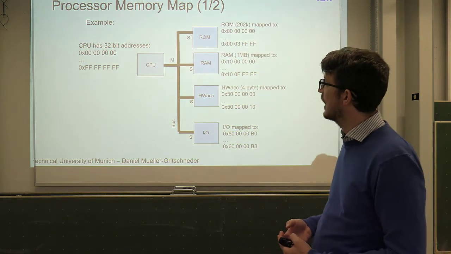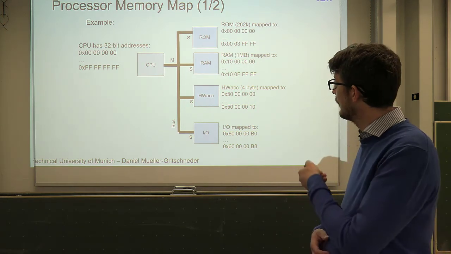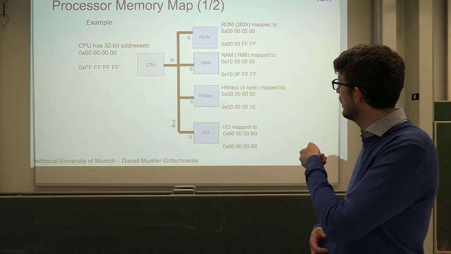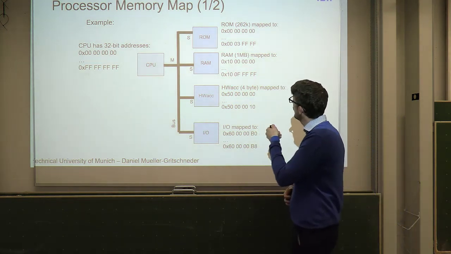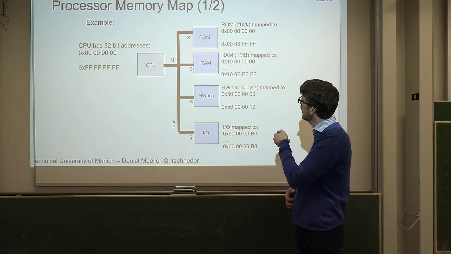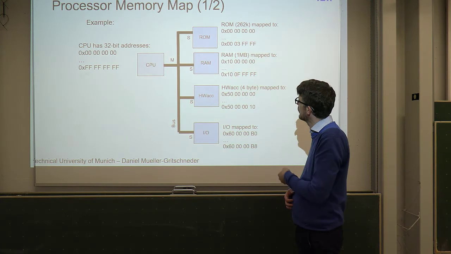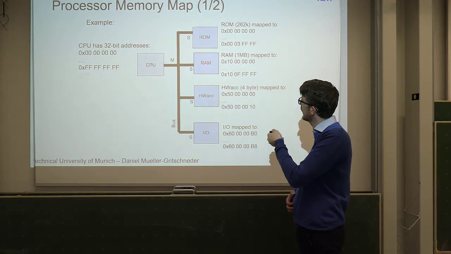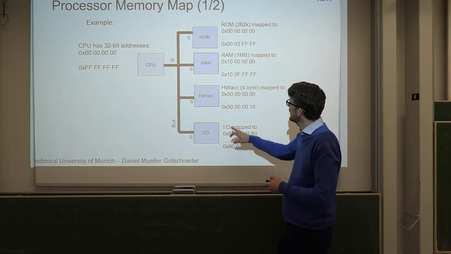And the idea is now that not behind every address do you find some memory. So for example, you could have some addresses which have 00 as the highest byte. This would be ROM, so this is some memory, but you can only read from it. Then you have some addresses which start with 10. This is where you have some RAM, memory you can read from and write to.